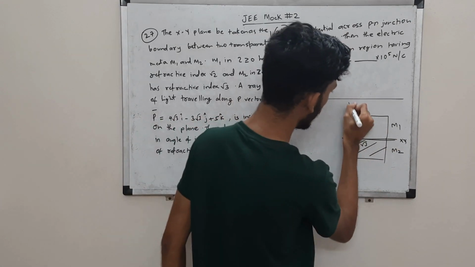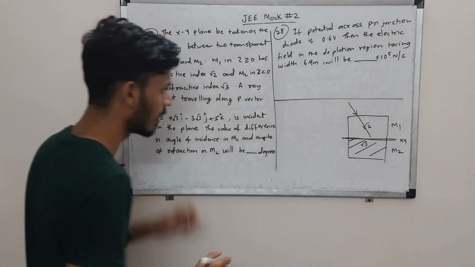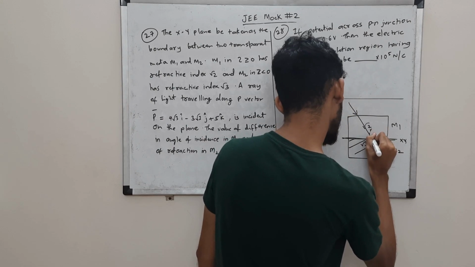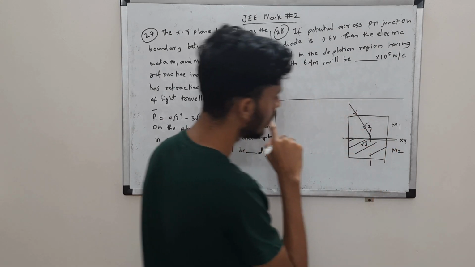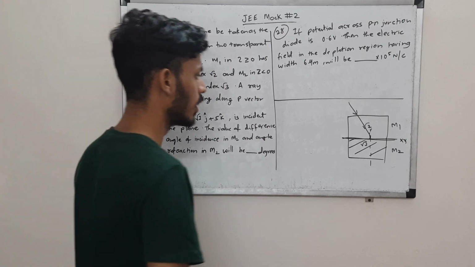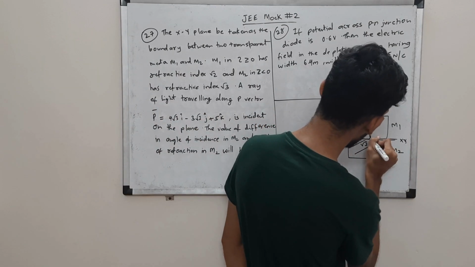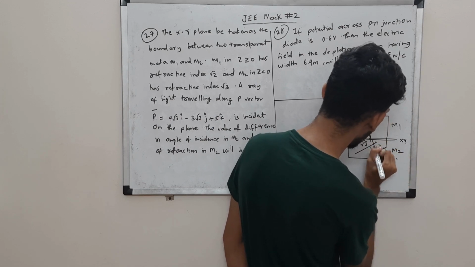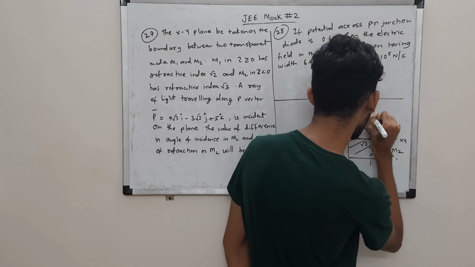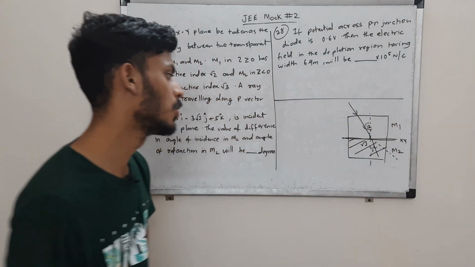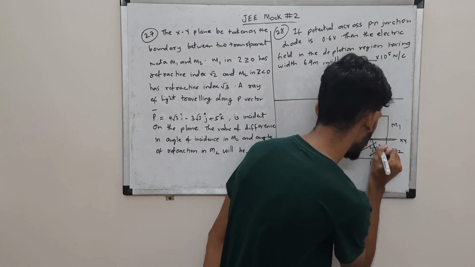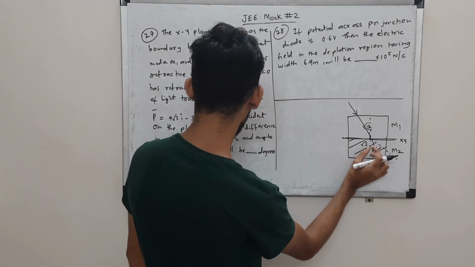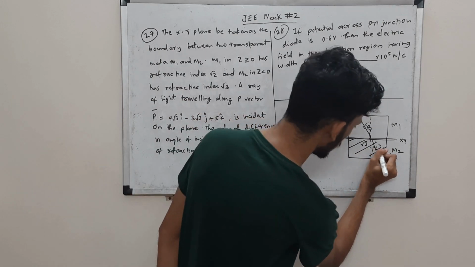Now some light is along the direction of this P vector and is incident on this plane. It is going from root 2, which is 1.4, to root 3, which is 1.7, so it is going from rarer to denser, so it bends towards the normal. Originally it should have gone like this. So this is the angle of refraction, this is incidence. You are supposed to tell the deviation, which is the difference between the angle of incidence in M1 and the angle of refraction in M2. You are supposed to tell this angle.